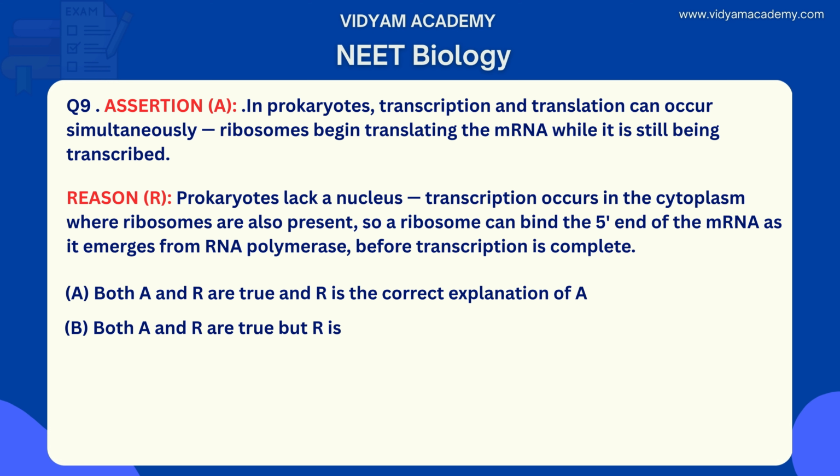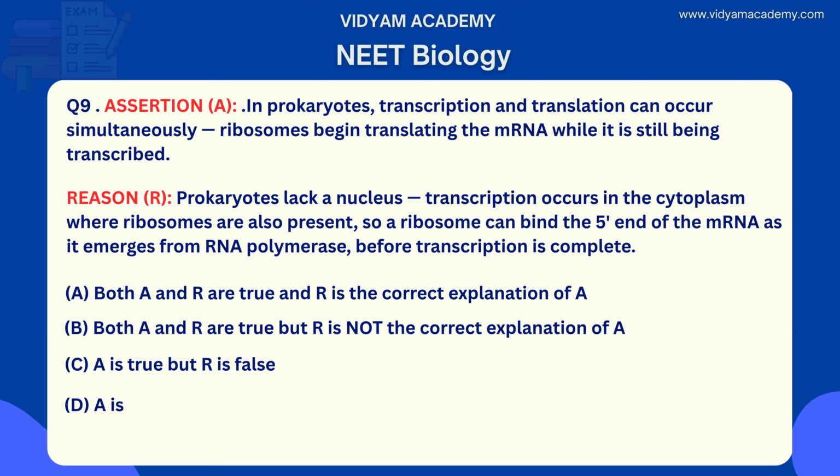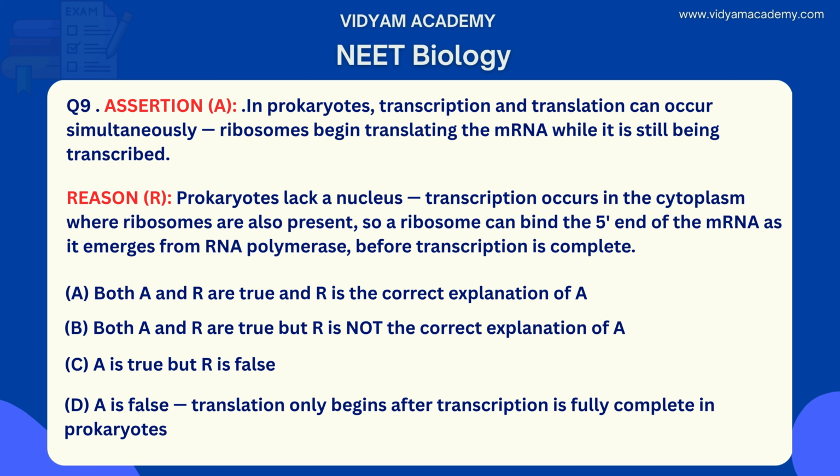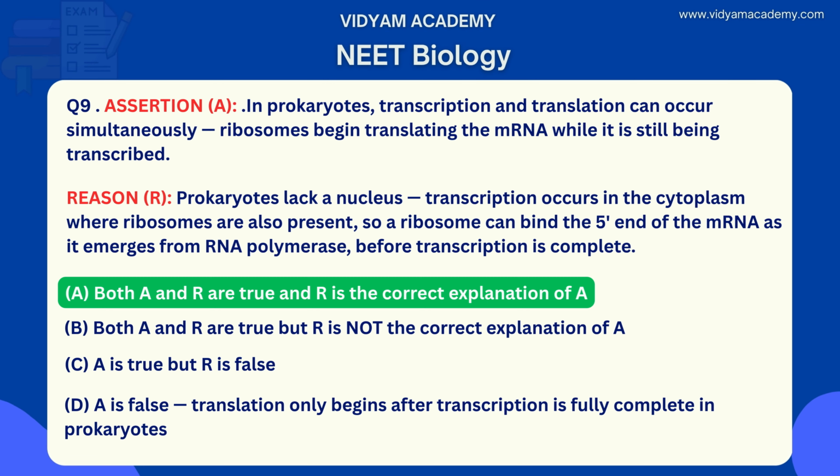Option A, both A and R are true and R is the correct explanation of A. Option B, both A and R are true but R is not the correct explanation of A. Option C, A is true but R is false. Option D, A is false: translation only begins after transcription is fully complete in prokaryotes. Can you guess the right answer? The correct answer is option A. Both A and R are true and R is the correct explanation of A.